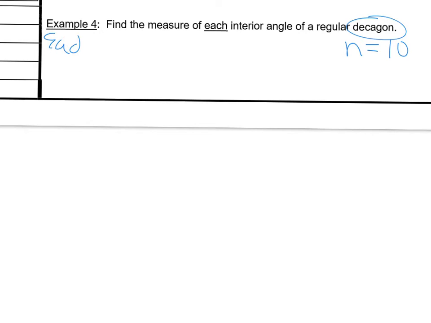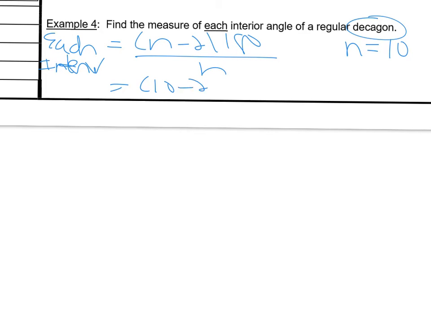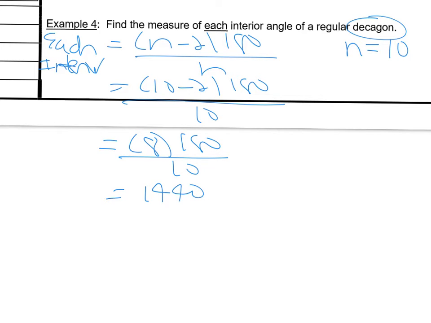The formula for each interior angle is n minus 2 times 180 divided by the number of sides. So we're going to do 10 minus 2 times 180 divided by 10. 10 minus 2 is 8. And 8 times 180 is 1,440. And 1,440 divided by 10 is 144. So the measure of each interior angle of a regular decagon is 144 degrees.